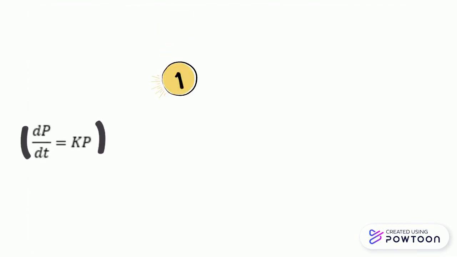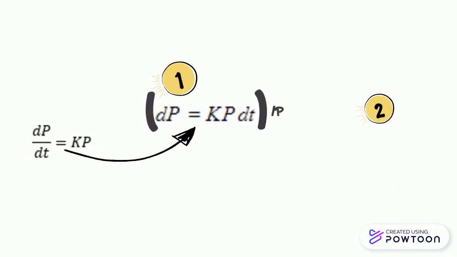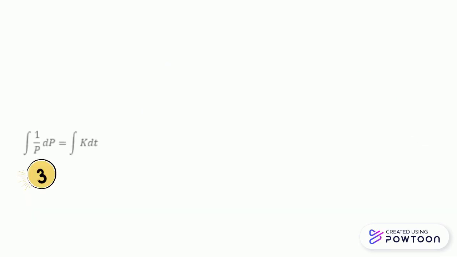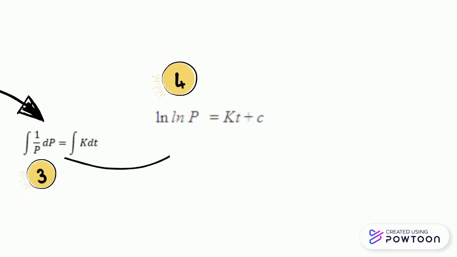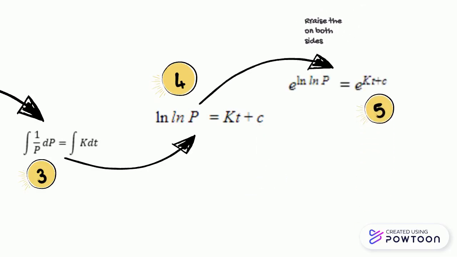So for our first step, we're going to multiply both sides by dt. We then go and divide by P. Then we integrate both sides, where C is the general constant, then we raise e to both sides.